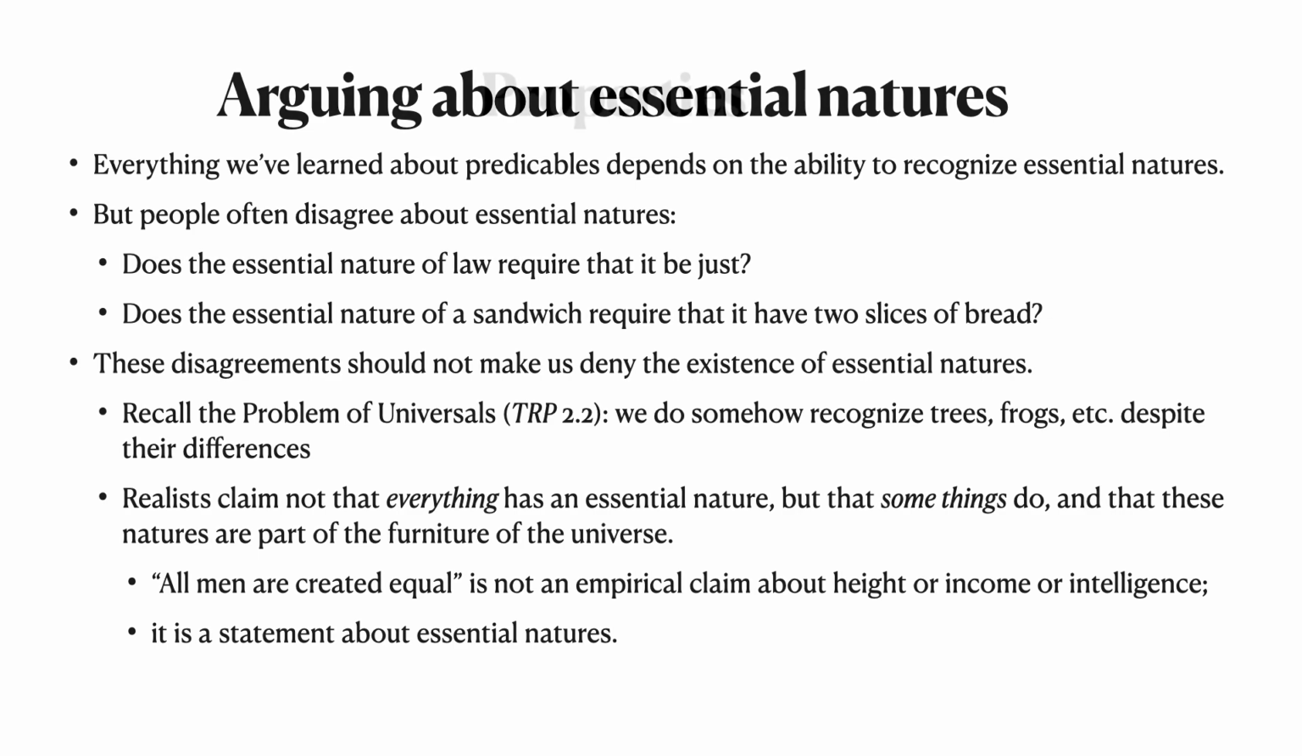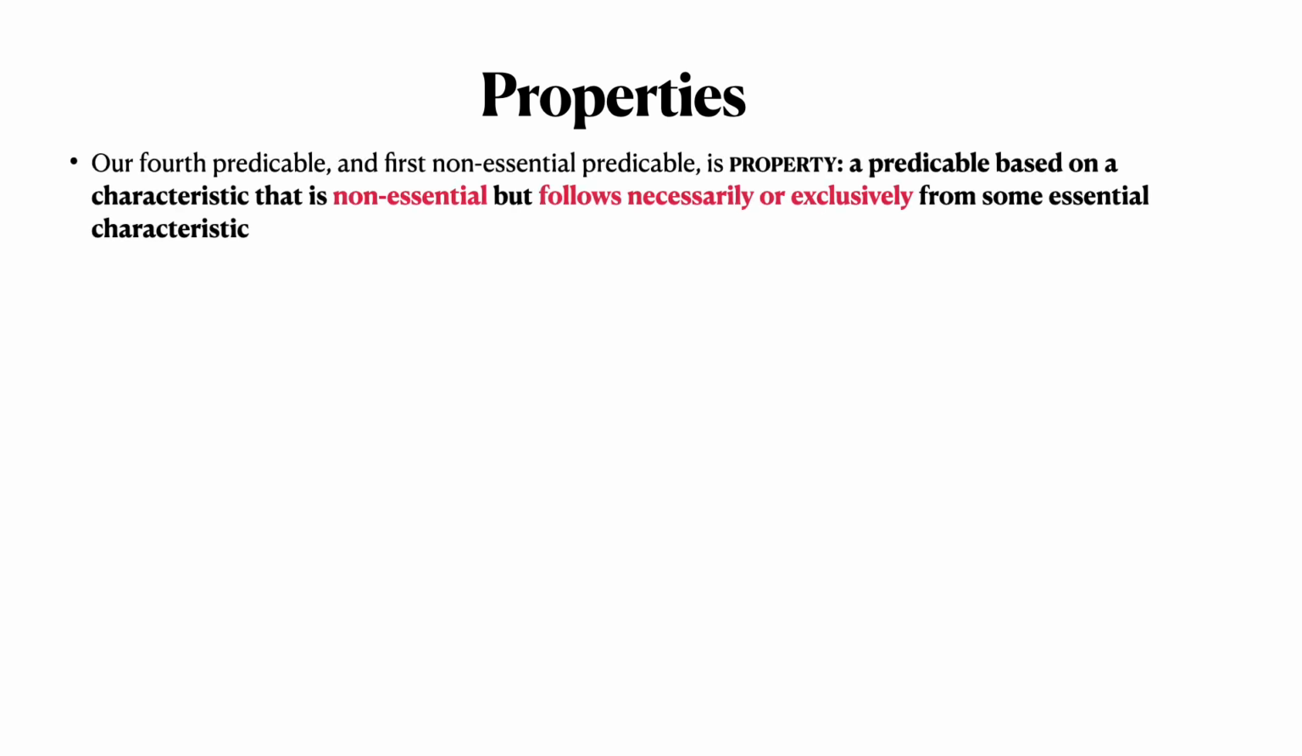All right, let's talk about the two non-essential predicables. The first one is property. And property is our fourth predicable and our first non-essential predicable. We define it as a predicable based on a characteristic that is non-essential, but follows necessarily or exclusively from some essential characteristic. That second part is the tricky part. How do we say whether something follows necessarily or exclusively? Well, in layman's terms, something follows necessarily if the second thing has to happen whenever the first thing does. And something follows exclusively if the second thing couldn't possibly happen unless the first thing does.